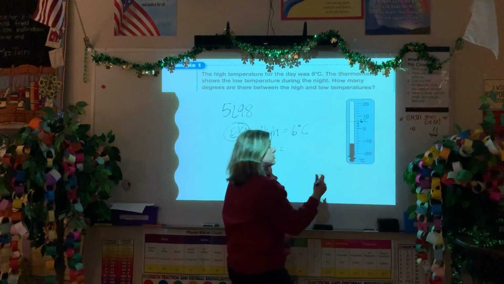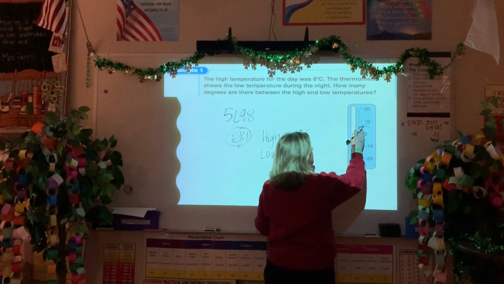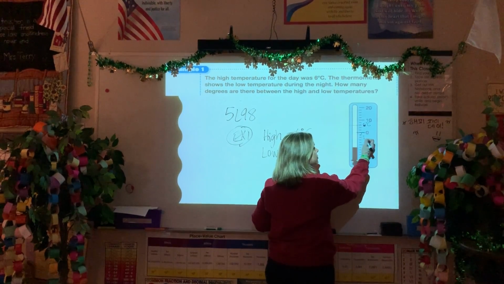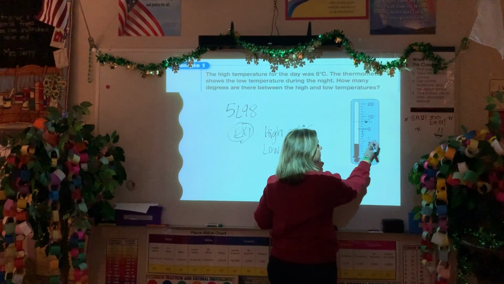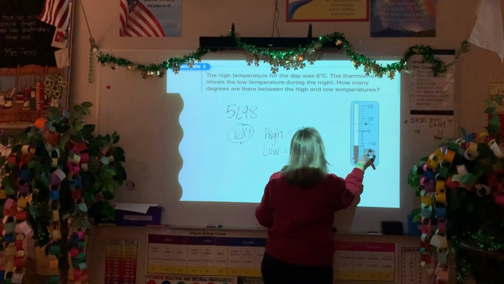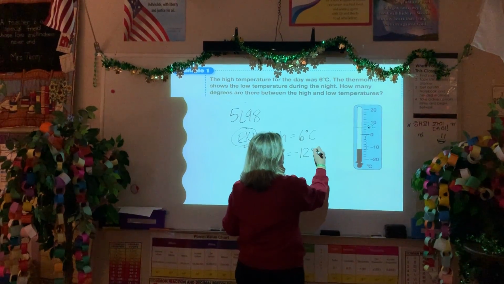Now remember, we are counting by twos. So this time we're counting negative numbers. We started at the 0 here, and we're going to go -2, -4, -6, -8, -10, and then -12. So we are at -12 here, degrees Celsius.